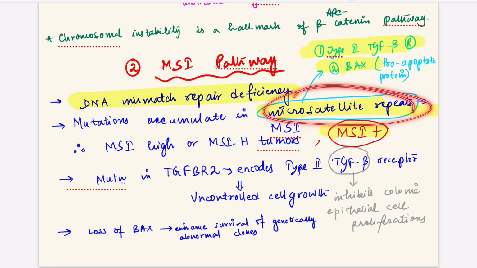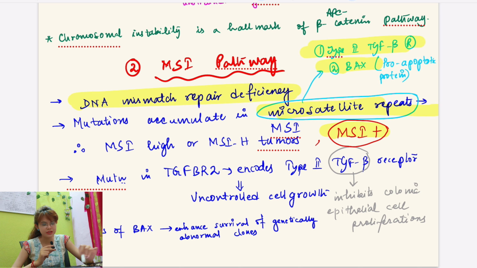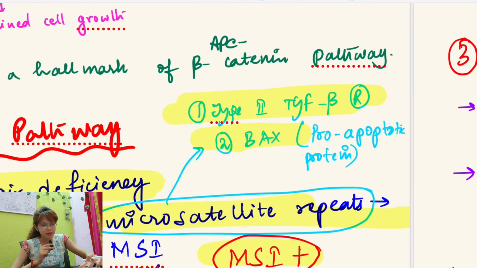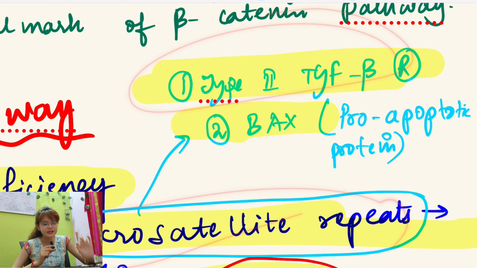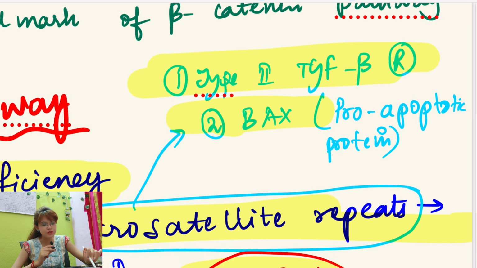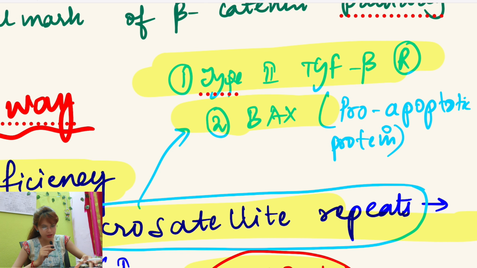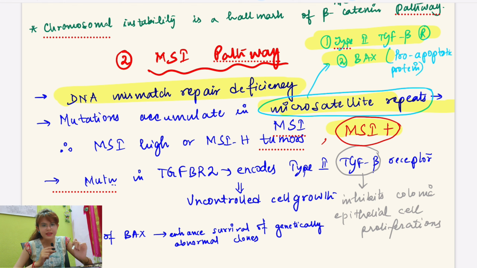Okay, now there are certain factors which are there in these microsatellite repeats. Number 1 is the type 2 TGF beta receptor. Okay, so in the microsatellite repeat these two things are present. Number 1 is the type 2 TGF beta receptor, and number 2 is the BAX, which is a pro-apoptotic protein. Now when mutations are there in the microsatellite region, it means that mutations are happening in these two regions, because this region contains these two factors. Now if there is mutation in the microsatellite region, these two factors will be mutated.